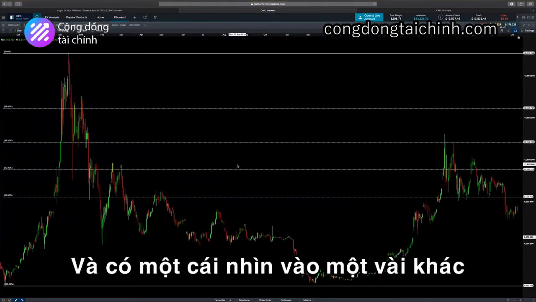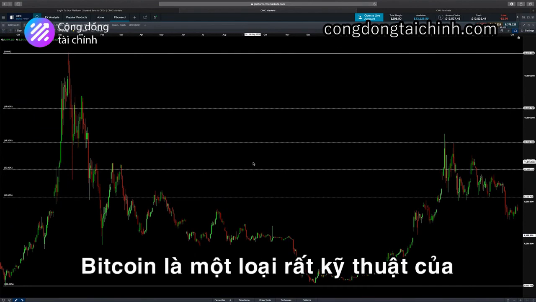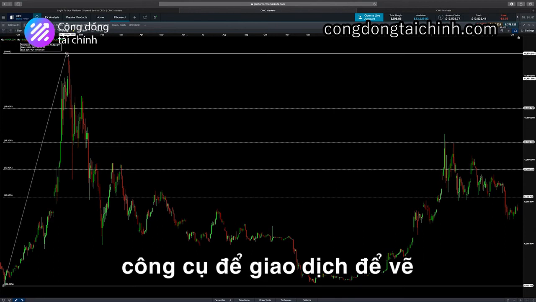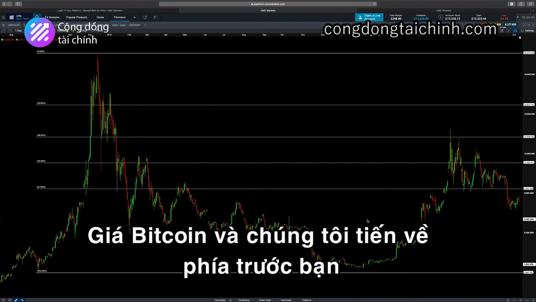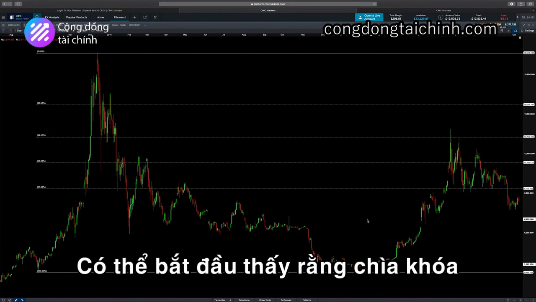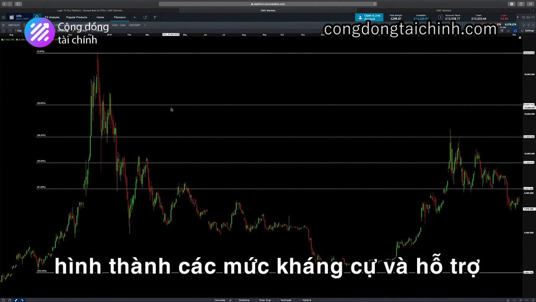If we go and have a look at a couple of other examples, you can see here on Bitcoin. Bitcoin is a very technical type of instrument to trade. If we draw the trend line between the high and the low of Bitcoin price, and we move forward, you can start to see that those key Fibonacci levels are again present and form those resistance and support levels.